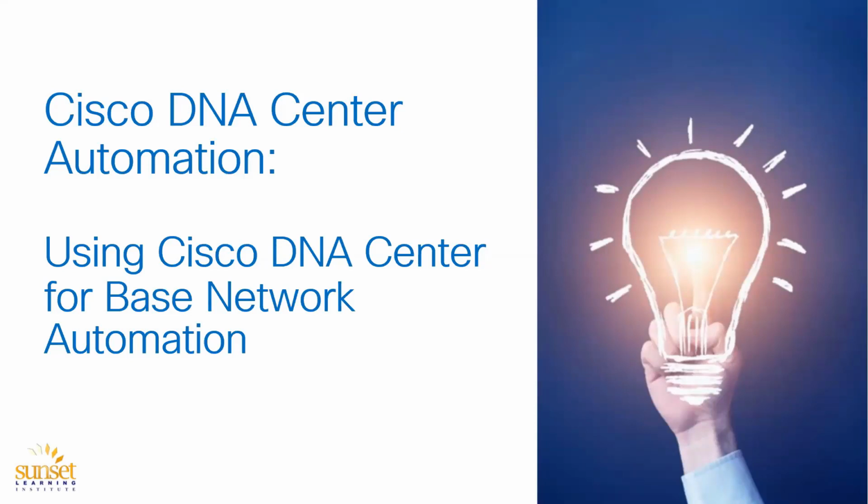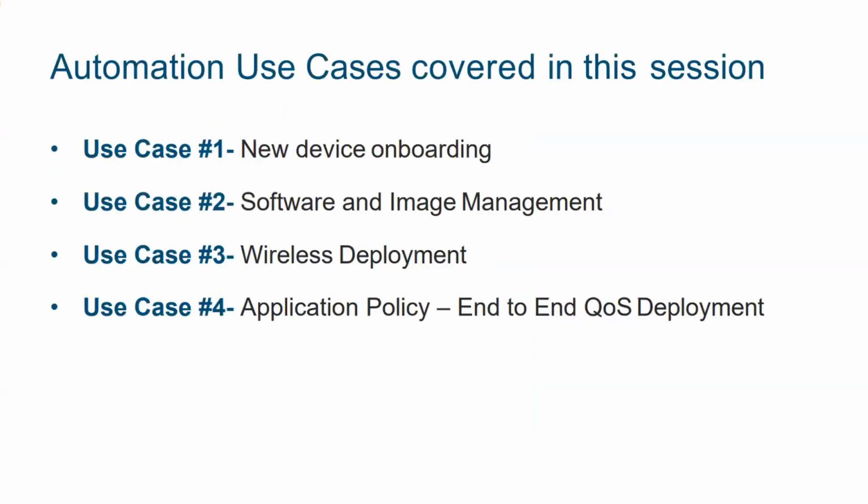So some of the use cases which we are going to review today will be around onboarding a new device. This is use case 1. We're going to see some screenshots and discuss how we can do that. The next one will be SWIM, how we're going to manage our software and do upgrades in an automated way. Third, we're going to do a quick wireless deployment. We will have our wireless network already configured. We're just going to extend it and apply an SSID to one of the branches. And the last use case is to review the application policy through an example of end-to-end QoS deployment.